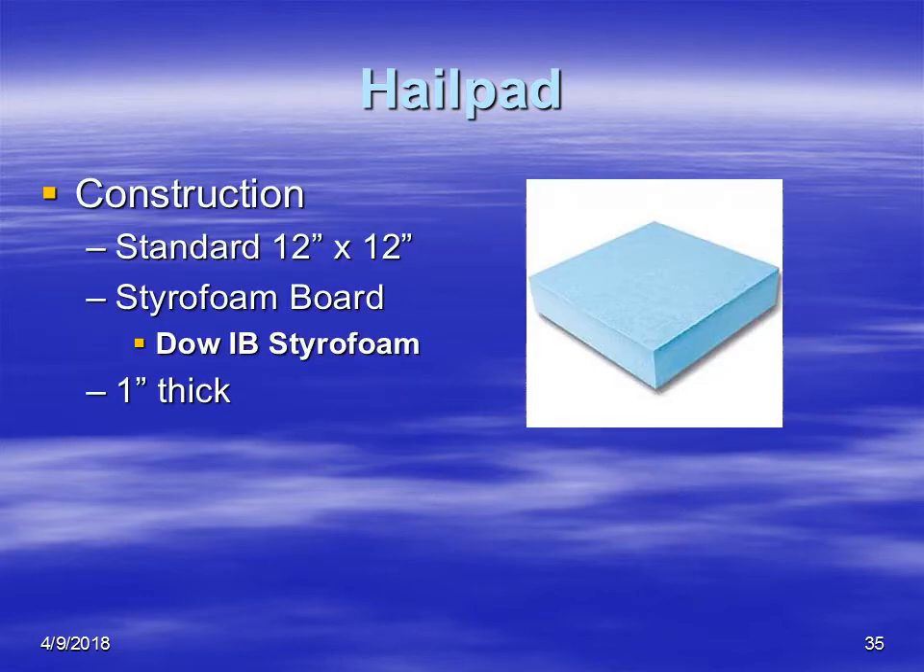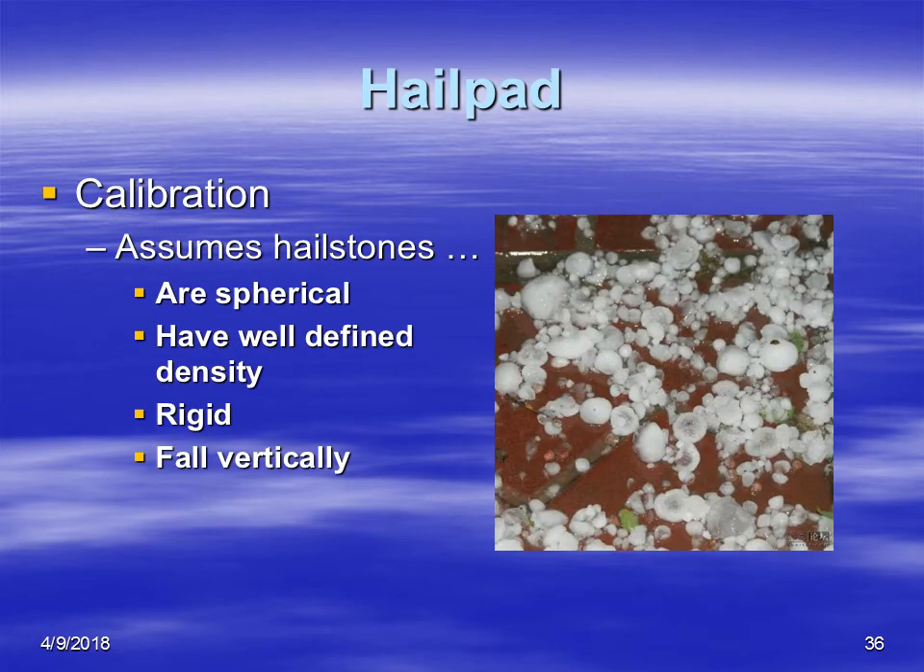So what we use now is styrofoam for our hail pads, and specifically it's Dow 1B styrofoam, which is 1 inch thick, and we cut it to a standard of 12 inches by 12 inches. Dow 1B styrofoam is sometimes difficult to find. You won't find it at Menards. You might have to go to a couple other places, but that's the preferred type of styrofoam.